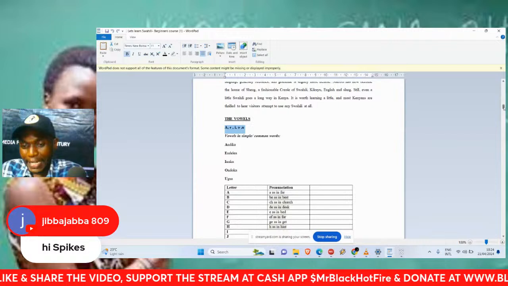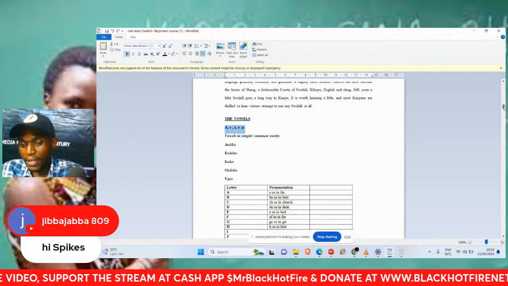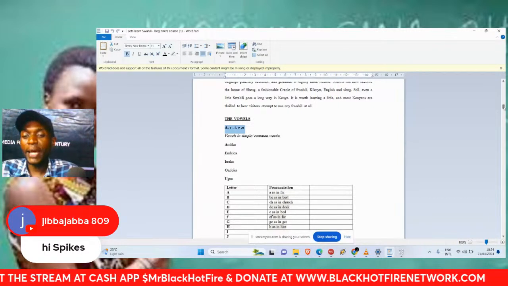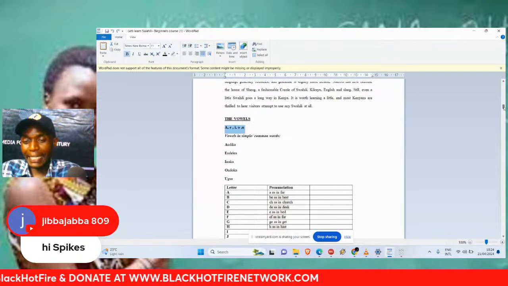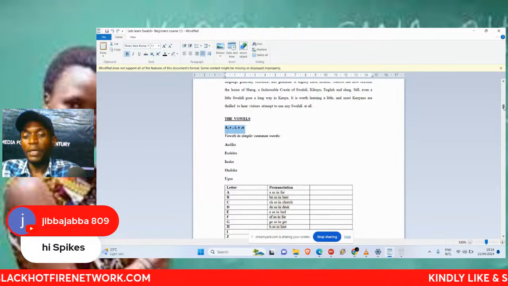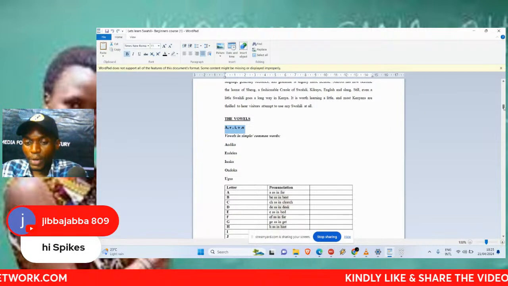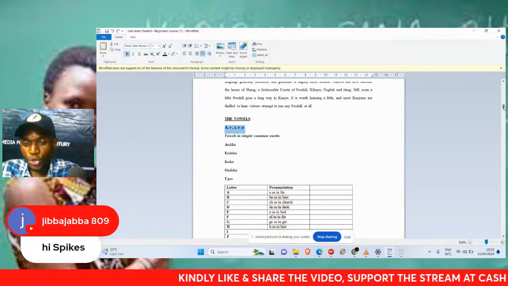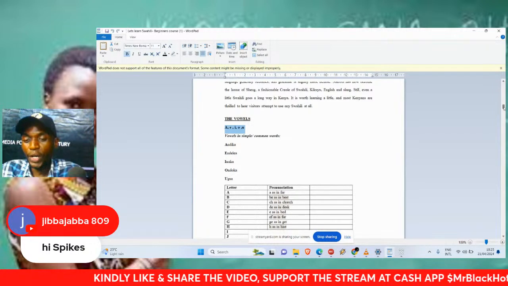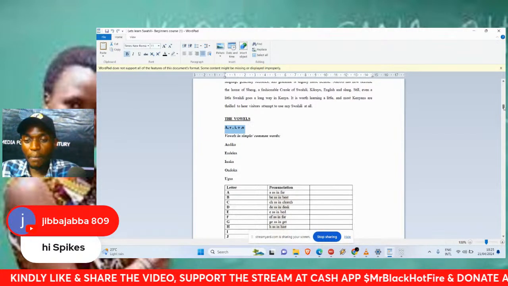So the English letter E is the Swahili vowel e. For example, the English letter E becomes the vowel sound e, and in an example of a word, you would say endelea. Endelea simply means continue.